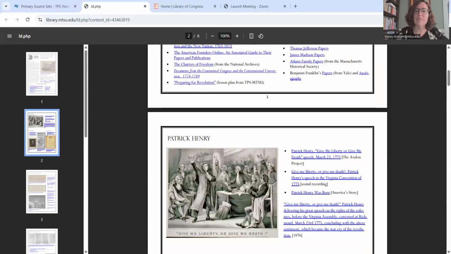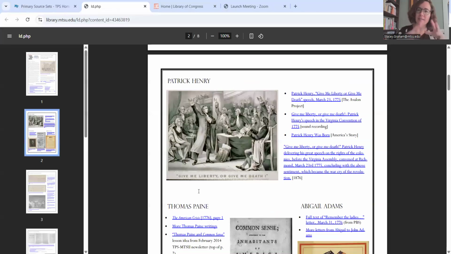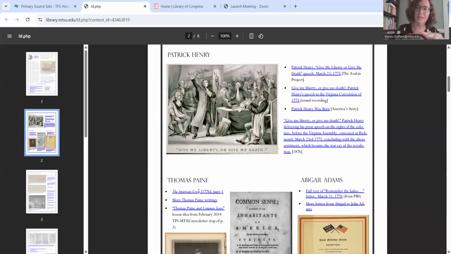So Patrick Henry is the case study that I'm going to be examining during this episode. Patrick Henry gave his famous Give Me Liberty or Give Me Death speech in 1775, and I was trying to find a primary source for it. But let's take a look at what it is that I found.